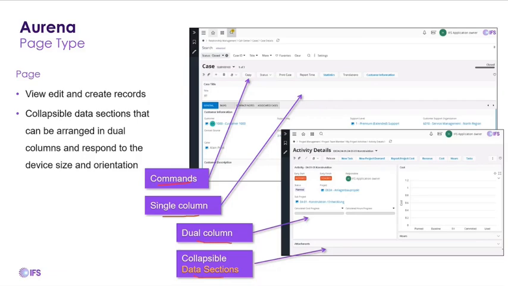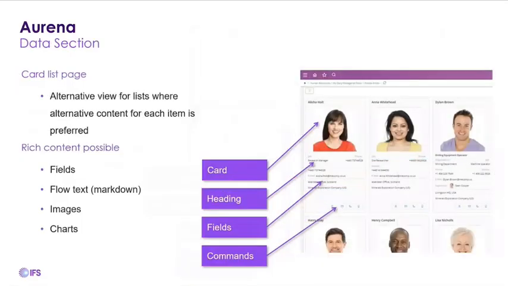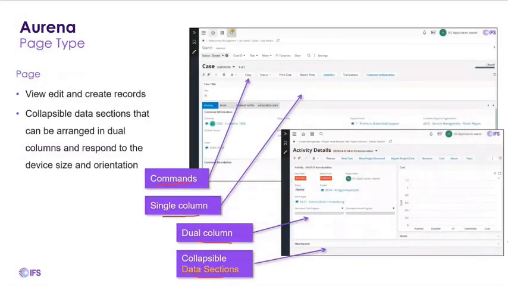We can have commands to invoke actions. We can have data, we can view it, edit it, create data, and also we can have single columns, dual columns, and collapsible sections as well, right? So in a page, we can actually have different kinds of data. It means sometimes we are keeping it as a table, maybe a chart, maybe a card. That way, there are different kinds of sections or data sections that we can keep in a page. Now we are going to have a look at that.